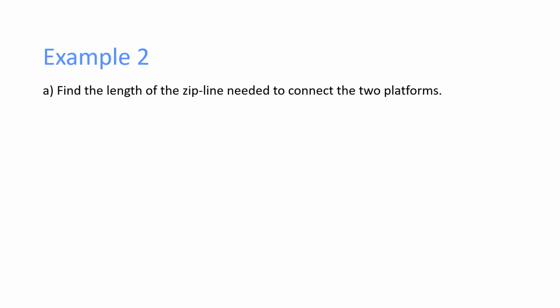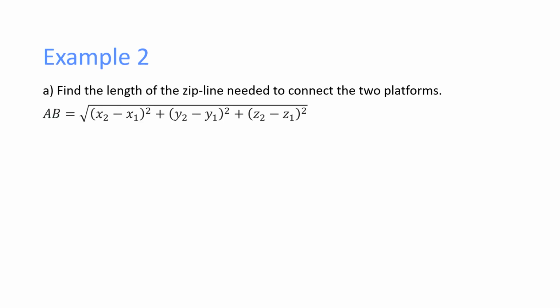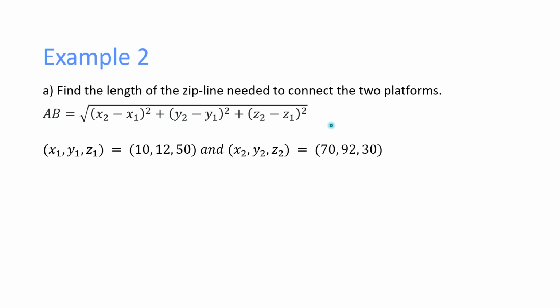For part A, to find the length of the zip line needed to connect the two platforms, we are going to use the distance formula which was introduced to you earlier in the clip. In this particular question, we are also given the coordinates of the two platforms, (10, 12, 50) and (70, 92, 30). And they are our values for x1, y1, z1 and x2, y2, z2 respectively.